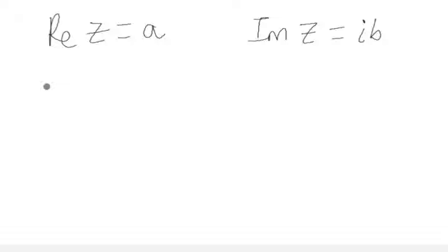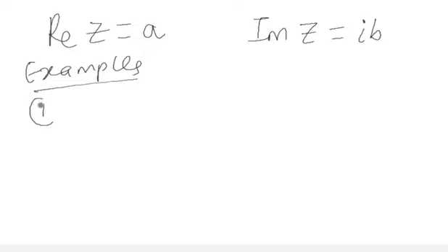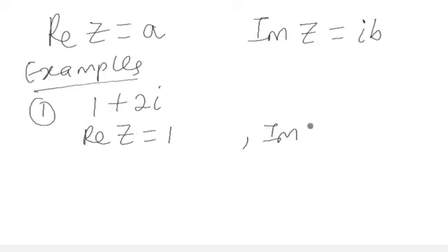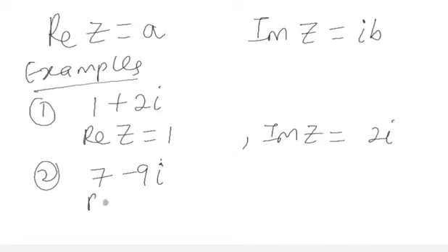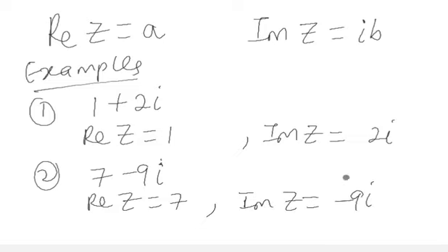Now, in the following examples, I want you to differentiate between the real part and the imaginary part. We have some numbers here. 1 plus 2i. So the real part is what? The real part is 1, and the imaginary part is 2i. Then we have something else, 7 minus 9i. The real part here is 7, and the imaginary part is minus 9i.